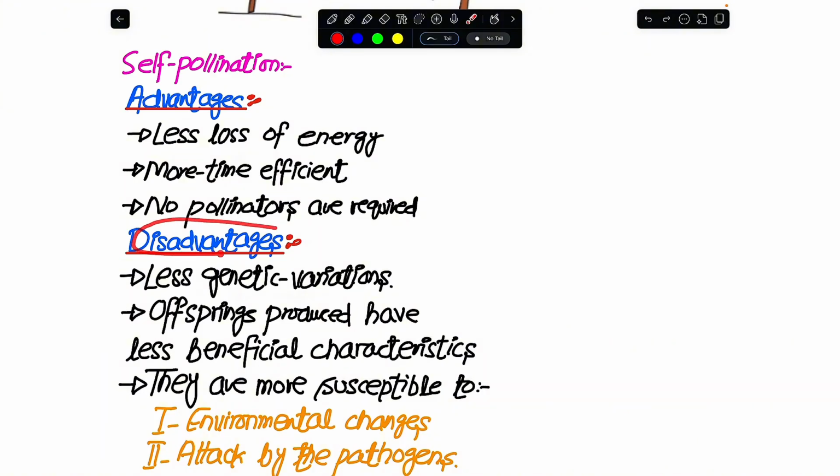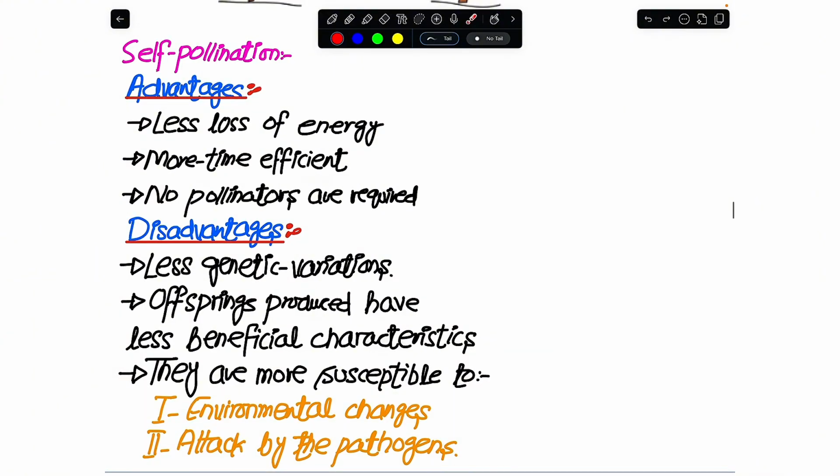Likewise, if we talk about the disadvantages, there would be less genetic variation. Since this is happening within the flower or on the same plant, fewer genetic combinations would be brought about in the resulting seeds or the plants that emerge from them. Since there is less genetic variation, any offspring produced after pollination and fertilization would have fewer beneficial characteristics.